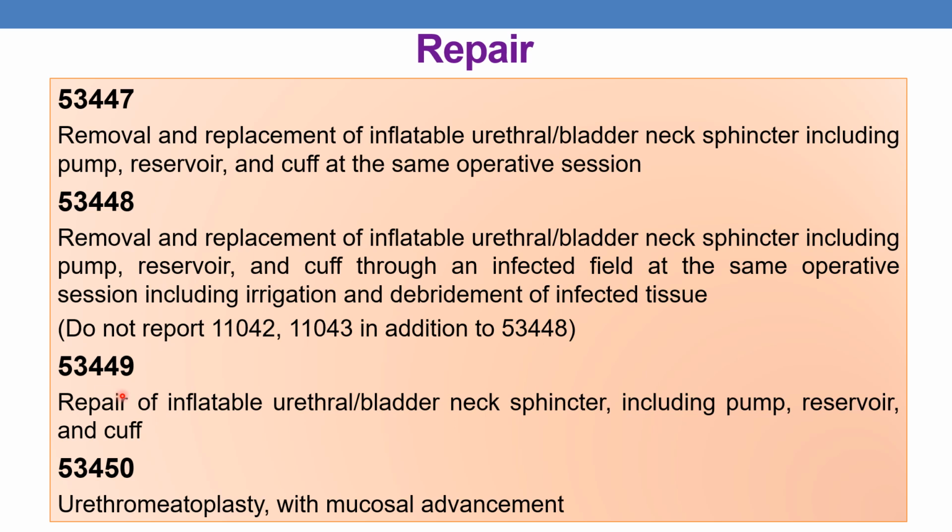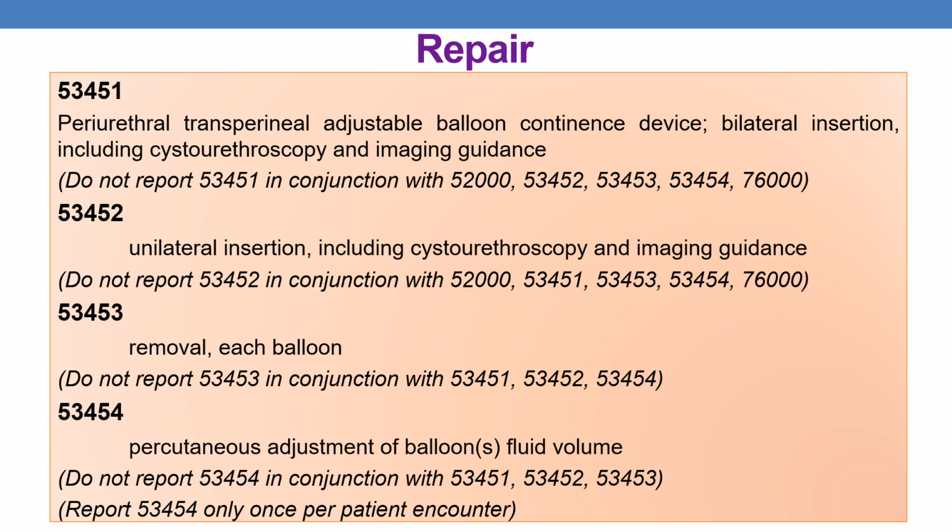The next is 53449, repair of inflatable urethral or bladder neck sphincter, including pump, reservoir and cuff. The next is 53450, urethroplasty with mucosal advancement. The next CPT is 53451, periurethral transperineal adjustable balloon continence device, bilateral insertion including cystourethroscopy and imaging guidance.